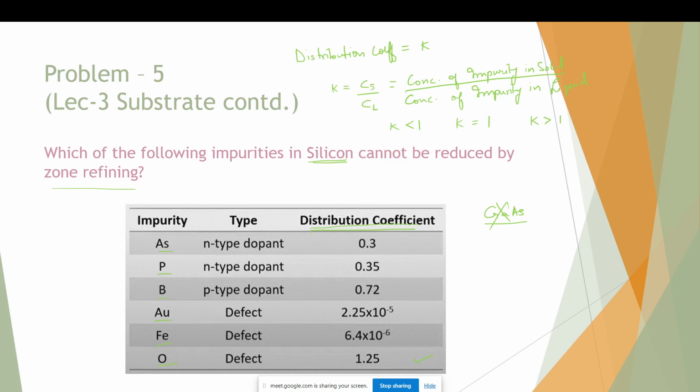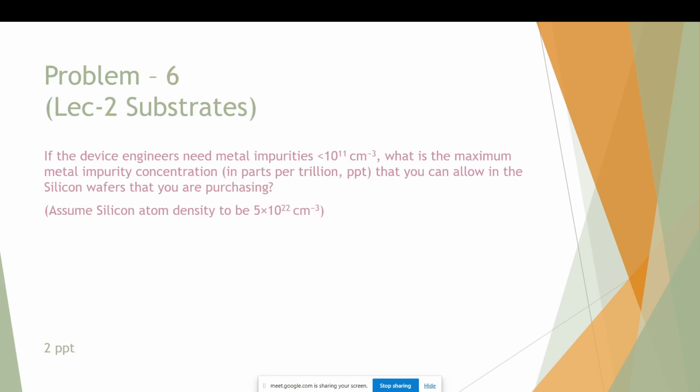So that's why when you look at the impurities in silicon wafers, most of the impurities will be very low, parts per trillion low, but oxygen will still be comparatively higher. Okay, so that was about the distribution coefficient.